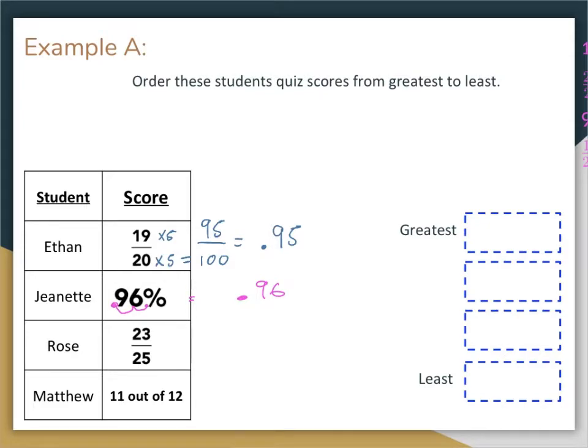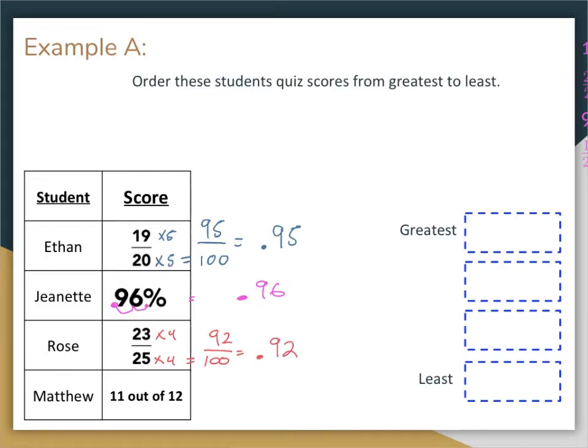Let's go to the 23 out of 25. So again, I can do that trick where I multiply out to 100. So 25 times 4 is going to give me 100. And then I can do 23 times 4, which is 92. So then I've got 92 hundredths, or 0.92, or 92 in the hundredths place.